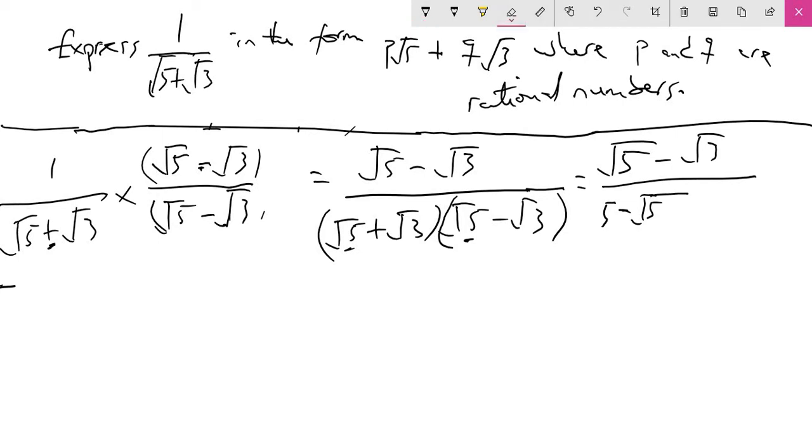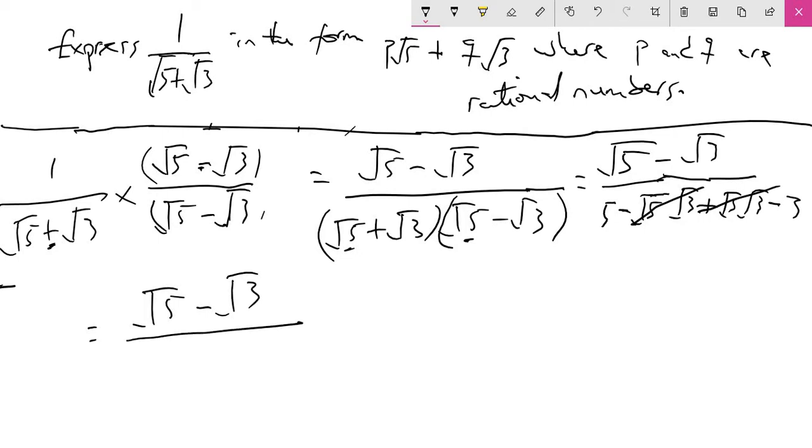Root 5 times minus root 3, so we have minus root 5 times root 3. Okay, let me just write it out this way first. Root 5, root 3. Now, root 3 times root 5 gives plus root 5 root 3, and it's positive here. And plus root 3 times minus root 3 gives minus 3. So as we can see, this part cancels out, and we are left with the numerator remaining the same, divided by 5 minus 3, and this gives root 5 minus root 3, all divided by 2.